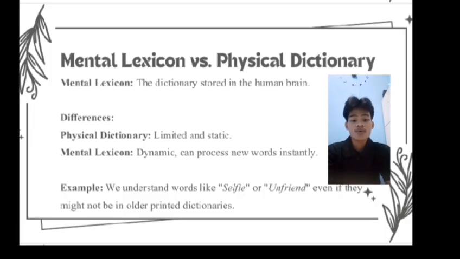When we hear or read a new word, our brain can quickly connect it with what we already know. For example, we can easily understand new words like selfie, ghosting, or unfriend. Even if these words are not included in printed dictionaries, our brain can still understand their meaning. The mental lexicon is more flexible and powerful than a physical dictionary. Our knowledge of words in the brain is broader and more absolute than any dictionary book.